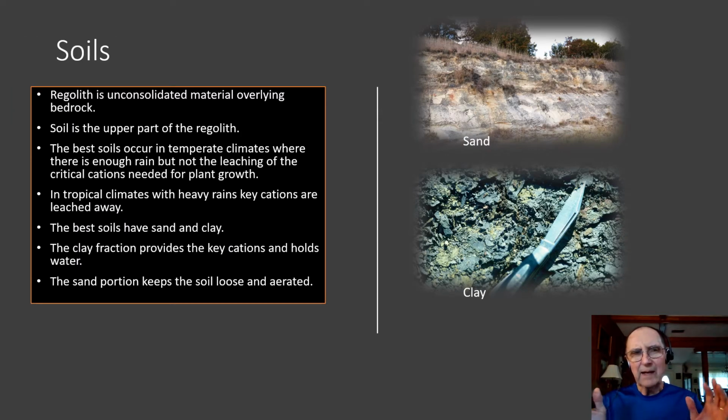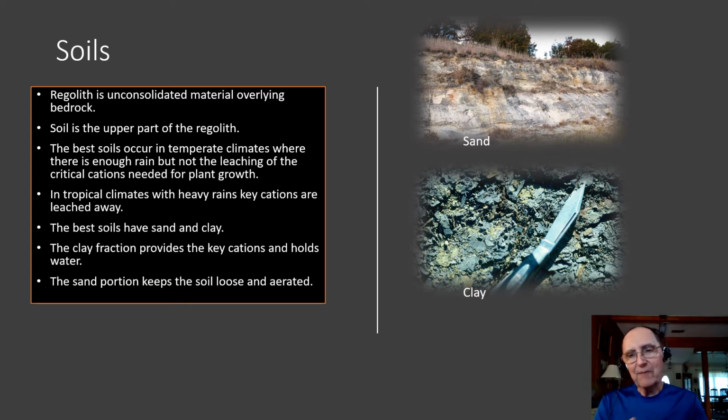Let me start by making some important statements. Regolith is the term that we use to describe unconsolidated material that overlies bedrock. The soil is the upper part of the regolith. Best soils occur in temperate climates where there is enough rain but not the leaching of the critical cations that are needed for plant growth. In tropical climates with heavy rains, the key cations tend to be leached away.